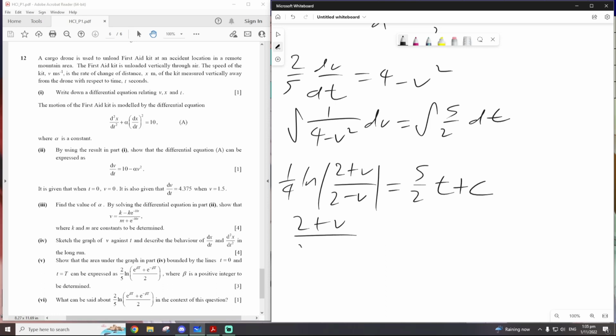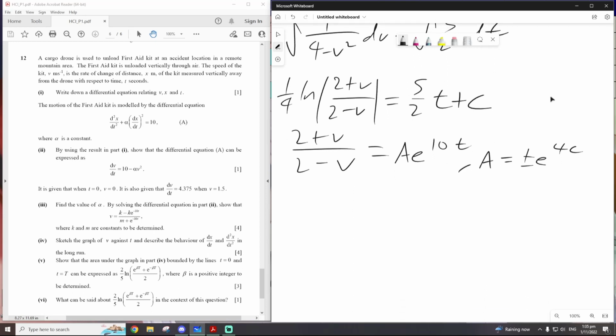What is 2 plus v divided by 2 minus v? Well, we can multiply 4 on both sides, but then we need to deal with the modulus. To avoid doing the modulus, I shall actually just make a new variable. So if I multiply 4 on both sides, I'll get A e power 10t. And what is A? A is actually plus minus of e to the power of 4c. Yeah. So I can get rid of the modulus without actually having to solve. Although if you actually go ahead and solve c, you will find that it's positive.